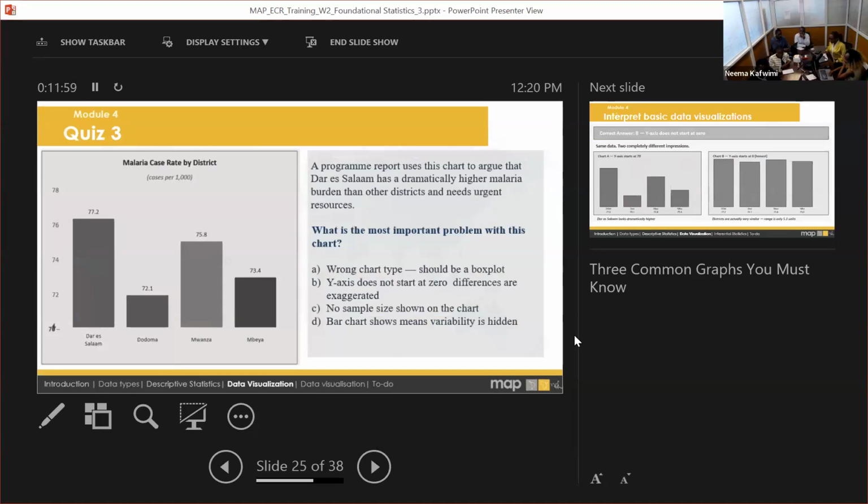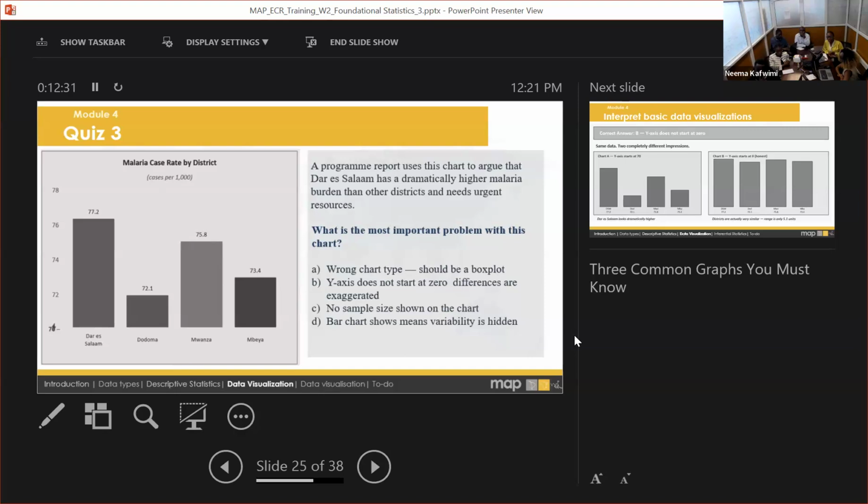So let's go quickly to this second quiz. All this is to help us understand which chart to use when reporting our results. A program report uses this chart to argue that Dar es Salaam has a dramatically higher malaria burden than other districts and needs urgent resources. We can see there Dar es Salaam, Dodoma, Mwanza, and there. What is the most important problem with this chart?